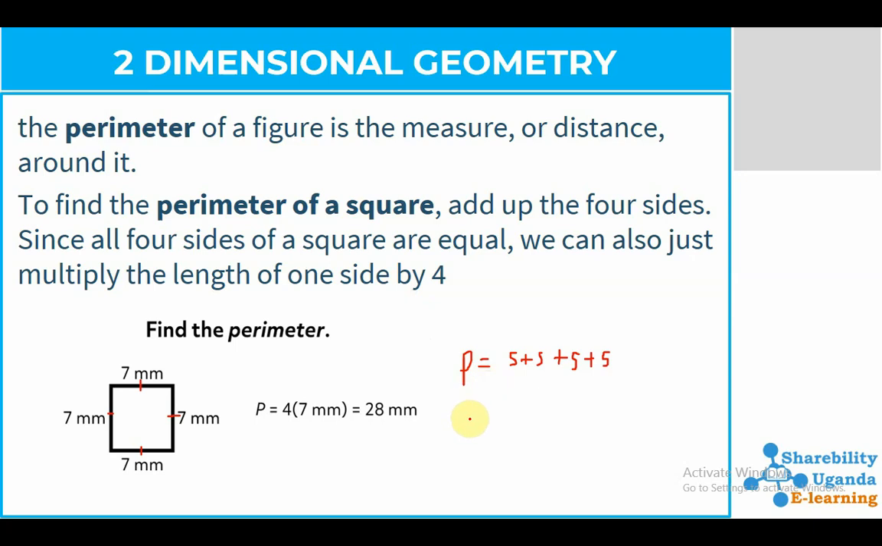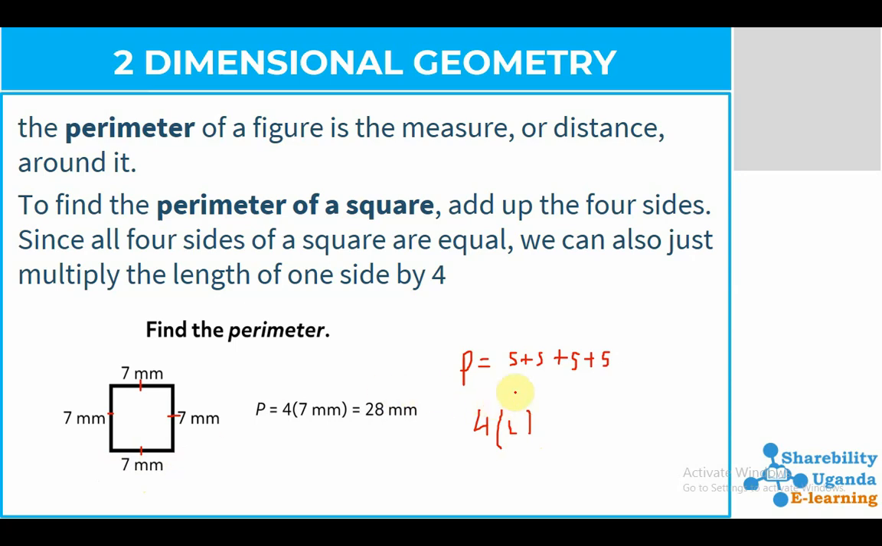Then they are also saying that we can just multiply the length of one side by 4. This gives us a formula: 4 into bracket the length. Now if we have been given our length as 7, we shall try to prove all these methods and see how they work.